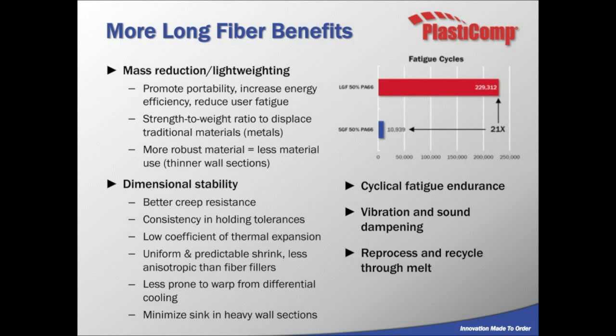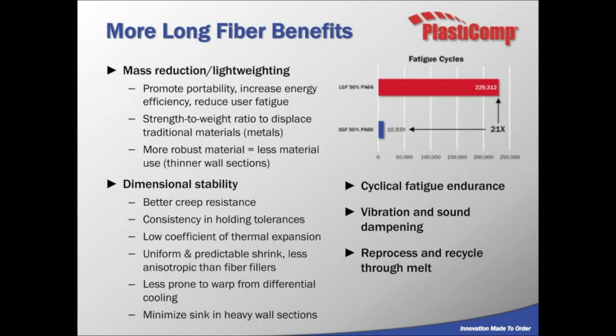You get things like better creep resistance, or load over time. We can consistently hold tolerances. You've got low coefficient of thermal expansion, and you typically get uniform and predictable shrink. They're less prone to warp, and you can minimize sink in heavy wall sections.